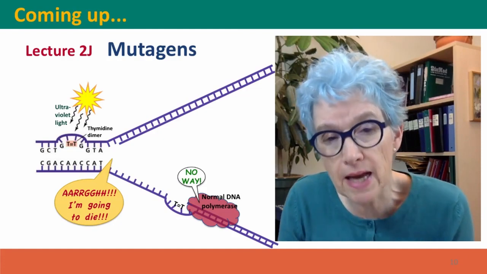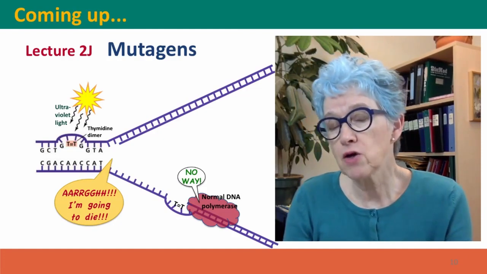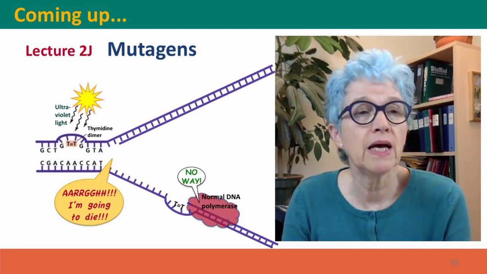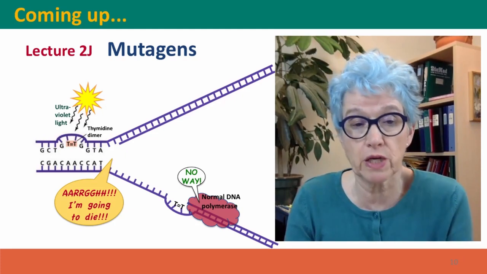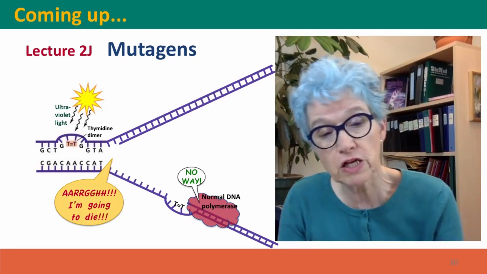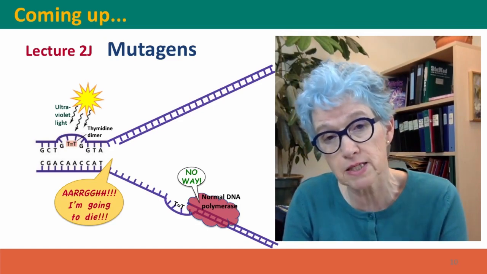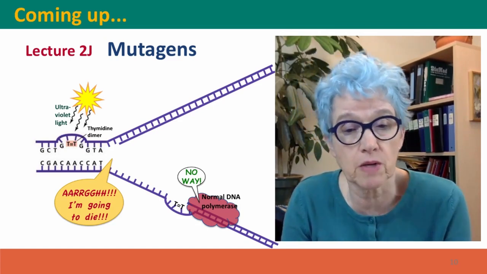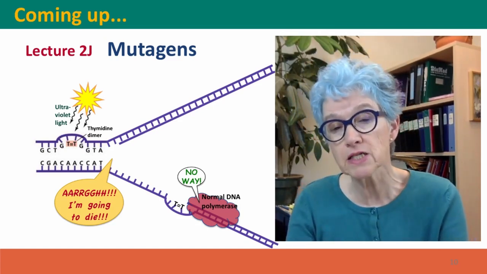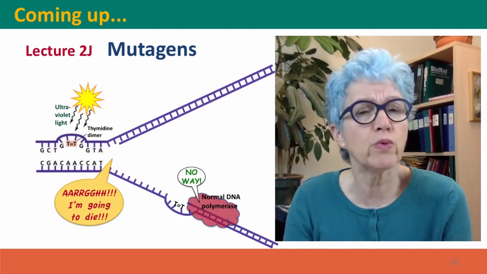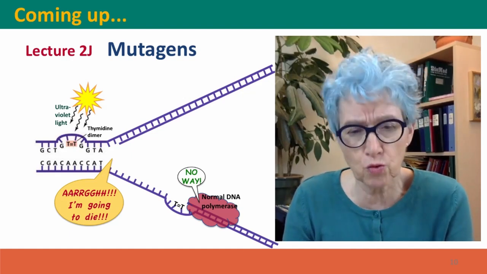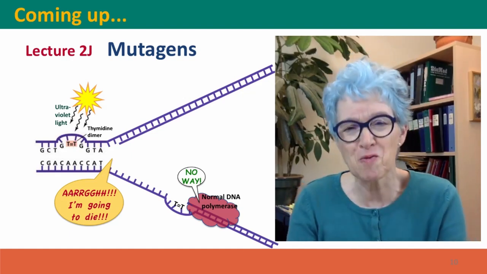Now, coming up next, we're going to talk about mutagens, about events and chemicals that increase the probability that mutations will happen. We'll think of these both in the context of somatic cells and in the context of germline cells. And then in the next lecture, we're going to talk about which of these mutagens we should be worrying about and which we don't need to worry about. I hope to see you there.